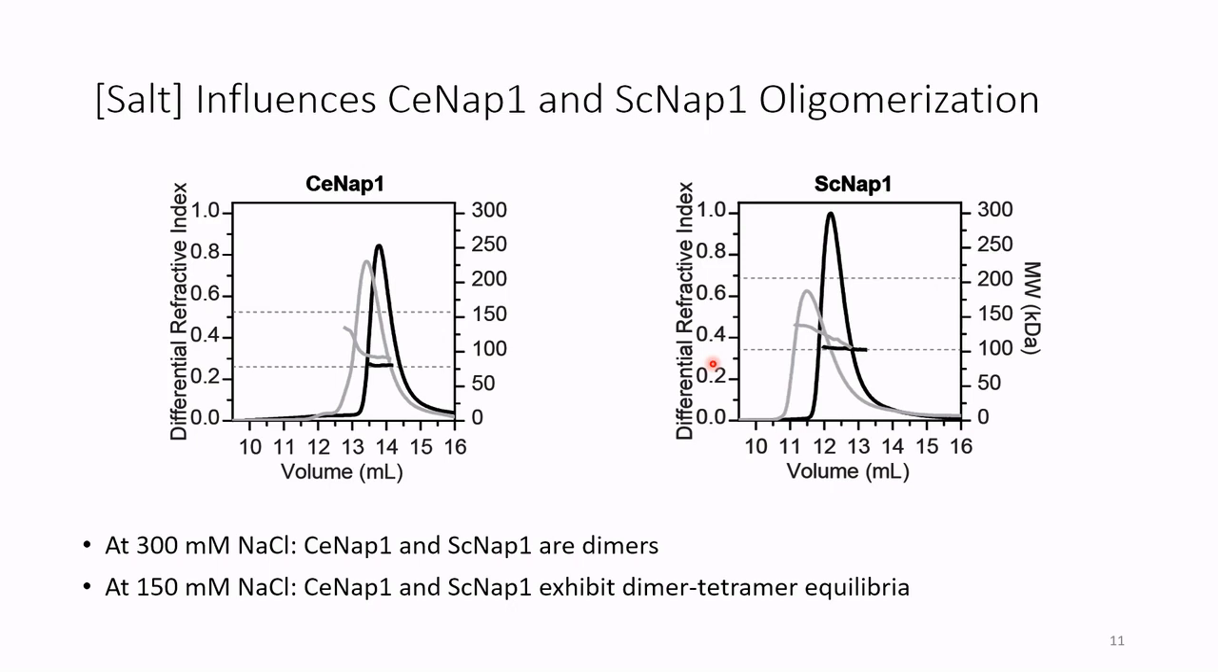So we say that the worm and the yeast Nap1 are dimers at 300 millimolar NaCl, but exhibit a dimer-tetramer equilibria at 150 millimolar NaCl.